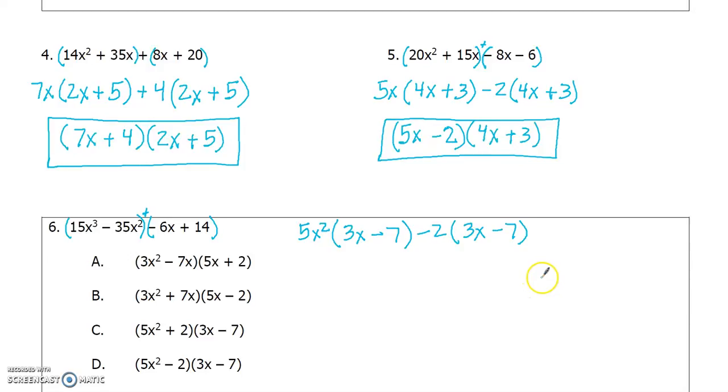Close my parentheses. Again, parentheses are the same. So that means we are going to have 5x squared minus 2. And then I'm going to repeat the parentheses, 3x minus 7. So this one is 3x squared, 5x squared, this is plus 2, but I need a minus 2. Then we have 5x squared minus 2 and 3x minus 7. So D is going to be it.